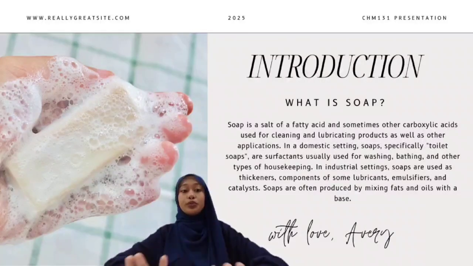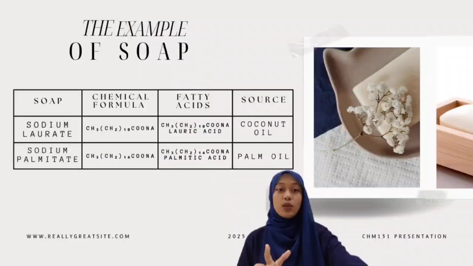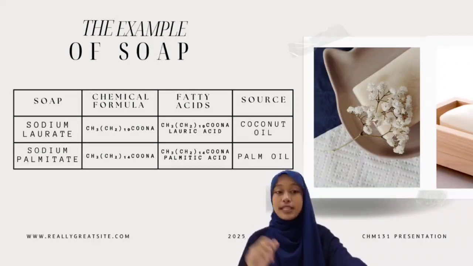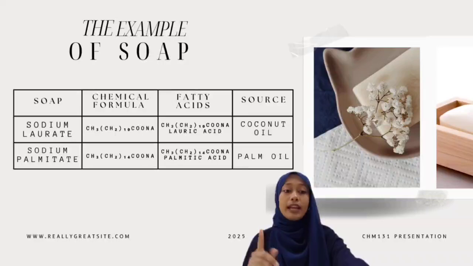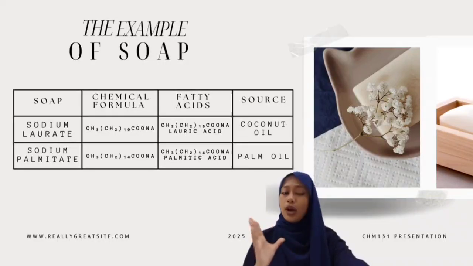Soap is often produced by mixing fats and oil with a base. We continue with examples of soap. We have two examples of soap. The first one is sodium laurate, whose base is from coconut oil. As we can see from the slide, the chemical formula of this soap is CH3(CH2)10COONa, and the fatty acid is CH3(CH2)10COOH, which is lauric acid.